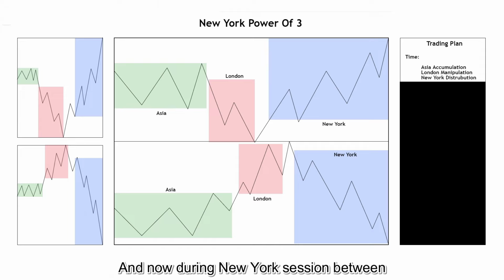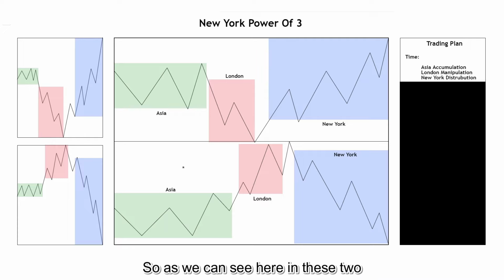And now during New York session between 7 to 11 a.m. Eastern Standard Time is when we should anticipate a low or high to be formed inside of the marketplace at or before New York session open, to then be formed following that distribution to then take place.